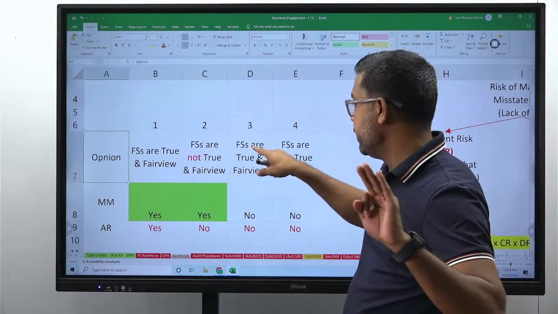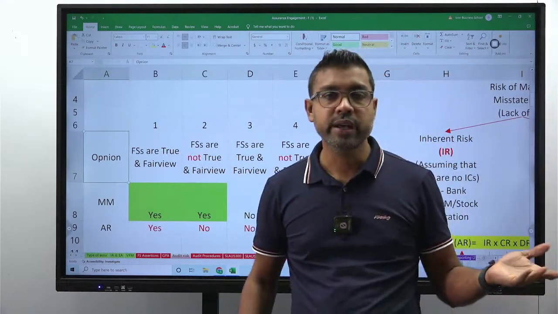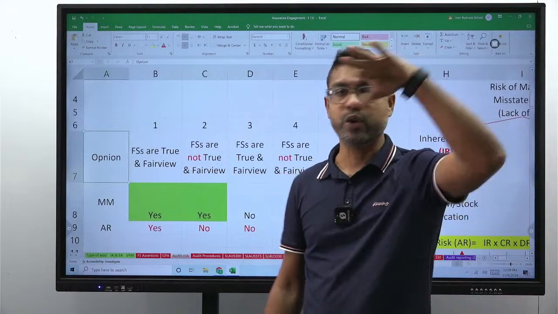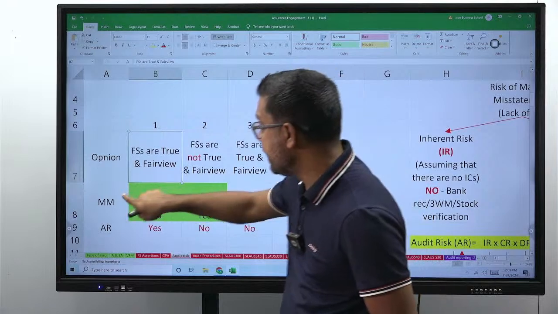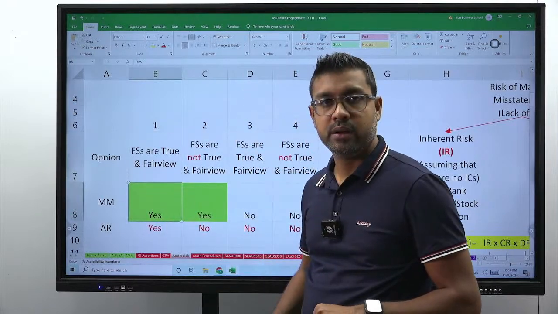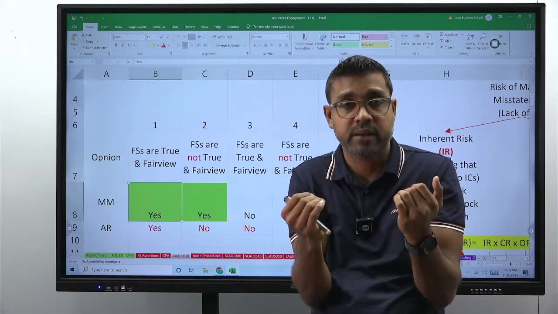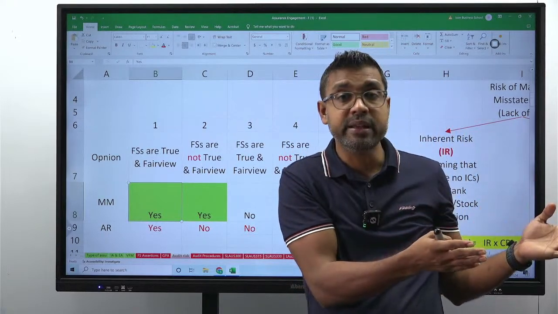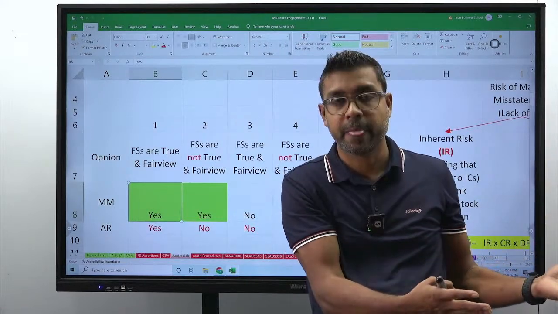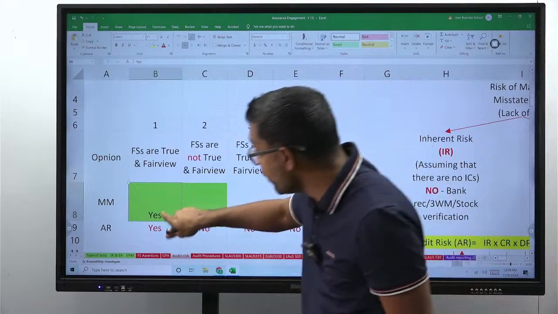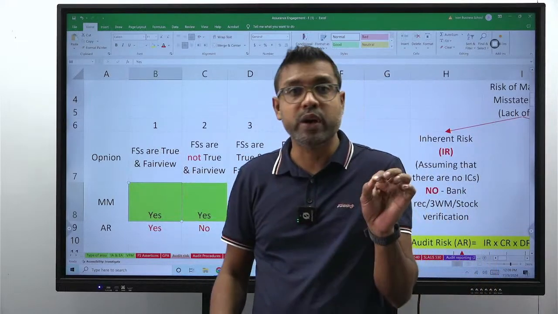Again, same thing you can repeat. Financial statements are true and fair view, or not true and fair. There are basically two, no? Financial statements are either true and fair view or not true and fair view. When you say financial statements are true and fair view, but there are material misstatements in the financial statements which you have failed to detect, there are material misstatements, but you are saying financial statements are true and fair view.